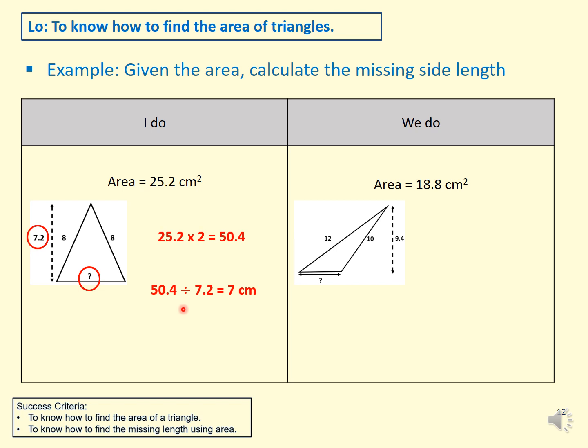So if you do that, you have 504 divided by 72. If you do that division, your answer is going to be 7. If you don't remember, you need to go back to the division and just see how you can do that division. But your last answer is going to be 7 centimeter, which means that missing length in here is 7 centimeter. Now pause the video and have a go with these video questions.